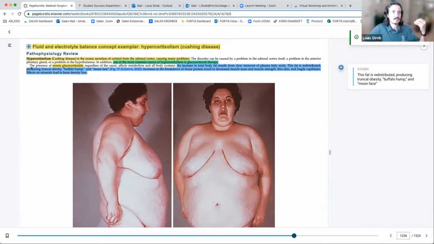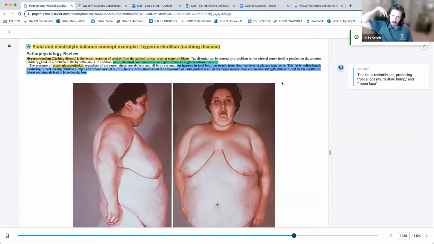All right. So the presence of excess glucocorticoids, regardless of the cause, affects your metabolism. We know that because it causes your body fat to go up. It causes a slow turnover of the fatty acids, meaning you don't burn them off correctly, right? When you have too much glucocorticoids, it causes your body to start storing fat and redistribute it in weird places. So that's why people who have Cushing's disease will have truncal obesity. Not distributed obesity, but truncal obesity. That could be a cause of hypercortisolism.